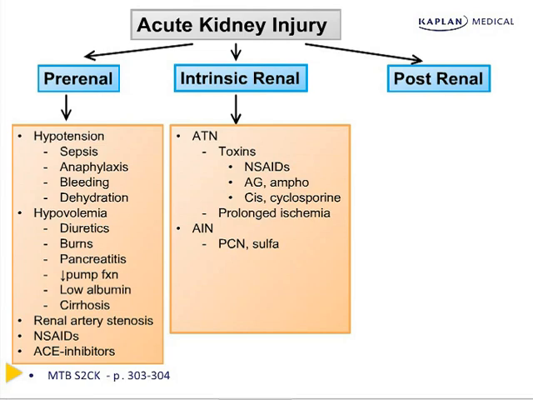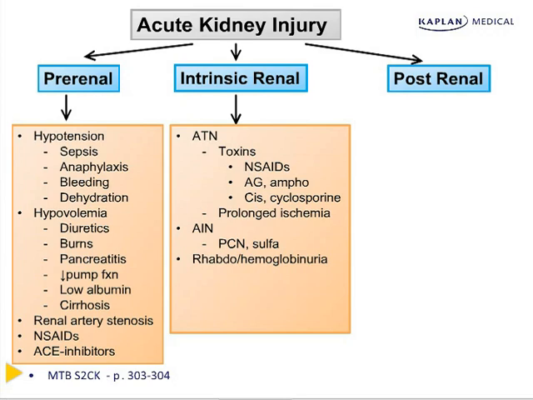In the setting of AIN, you can tell that from the other intrinsic renal causes because in the clinical vignette, they'll often describe other systemic signs of an allergic reaction. They may describe that the patient has a drug rash, or they may describe eosinophils either in the urine or in the peripheral blood.